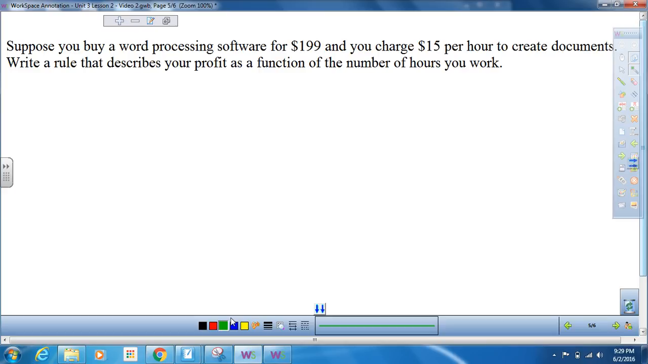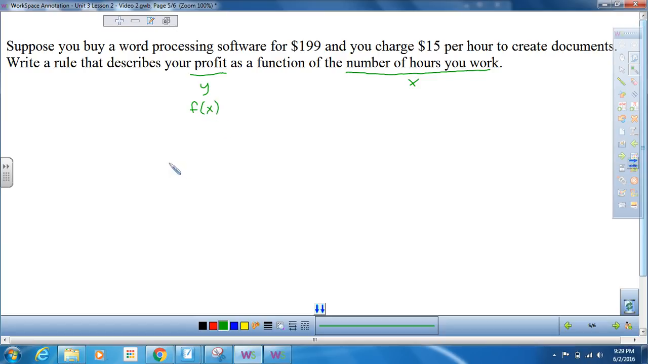Suppose you buy a word processing software for $199 and you charge $15 per hour to create documents. Write a rule that describes your profit as a function of the number of hours you work. Alright, so it tells me what my two variables are. We have profit and number of hours you work. So profit as a function of the number of hours that you work, that's going to be my x. You're writing a function of this. And then profit is your y, or your f of x.